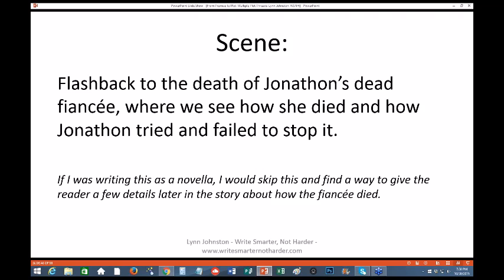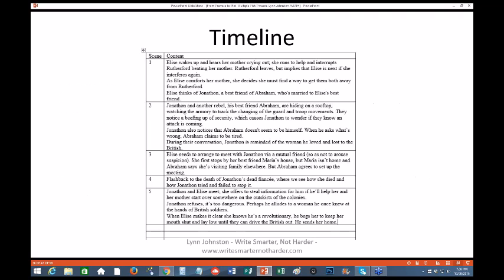So we have multiple scenes that have fallen out of this. Once you have figured out what the different scenes are that could happen, that's when you start looking at a timeline and you start asking yourself, what should happen first? How do I want to open this novel? It's a romance, so I'm going to open it with Elise.